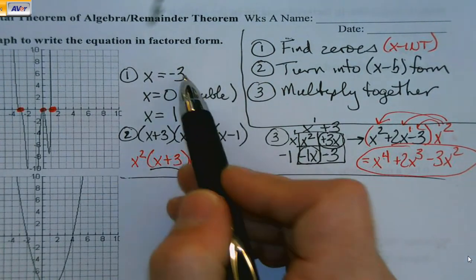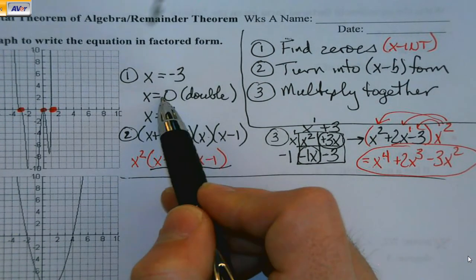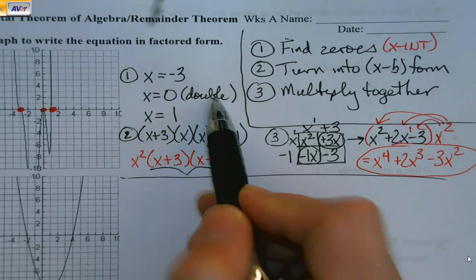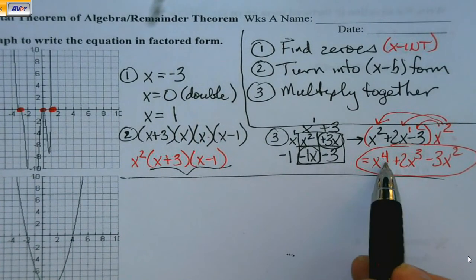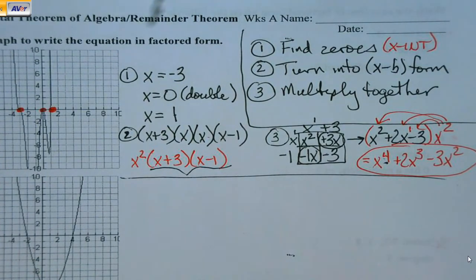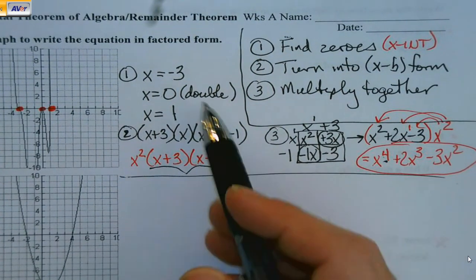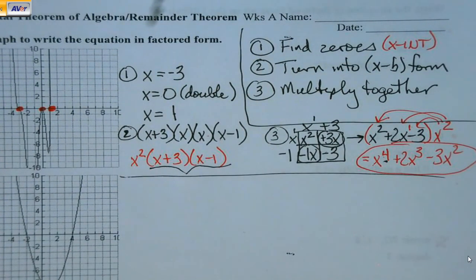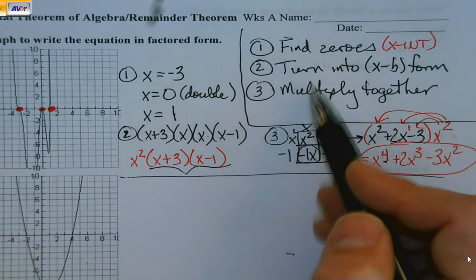So here I've got 1, 2, 3, because it's a double, 4. So when I get to the end, I know I better have something with x to the 4th, or something didn't go right somewhere. I didn't add my exponents, something. Or maybe I forgot a double sometime. That's something else that can happen with these. Okay? But those are the 3 steps I've got to do to get there.